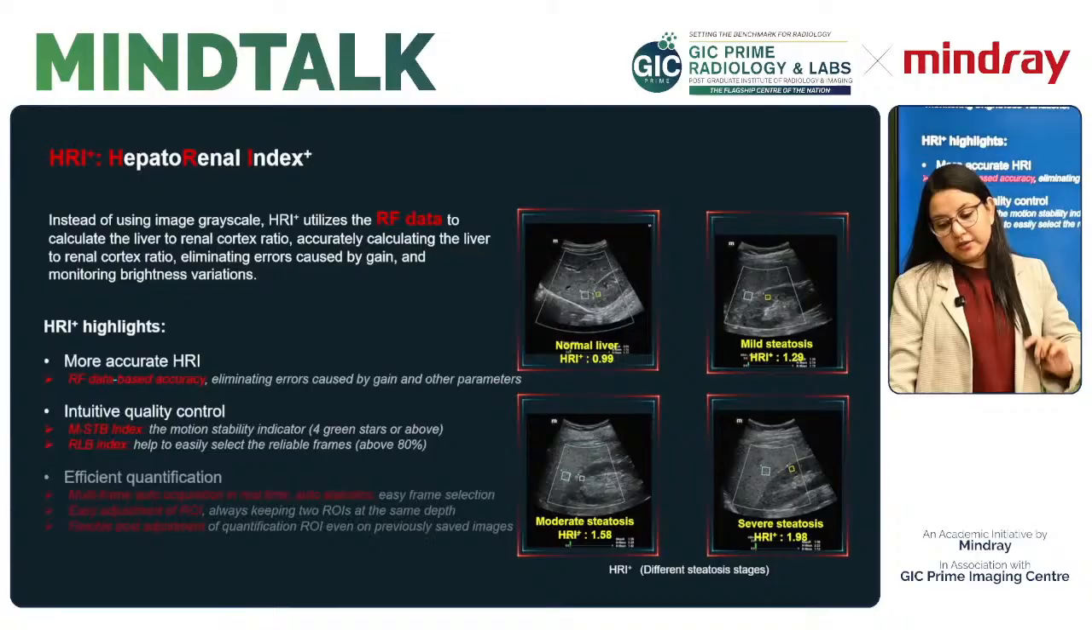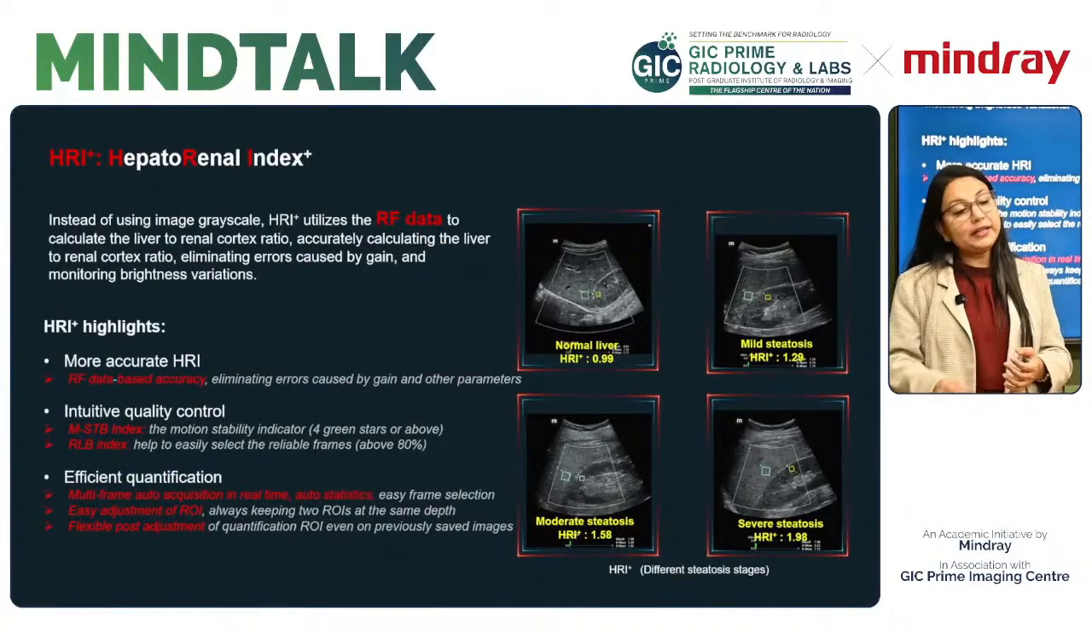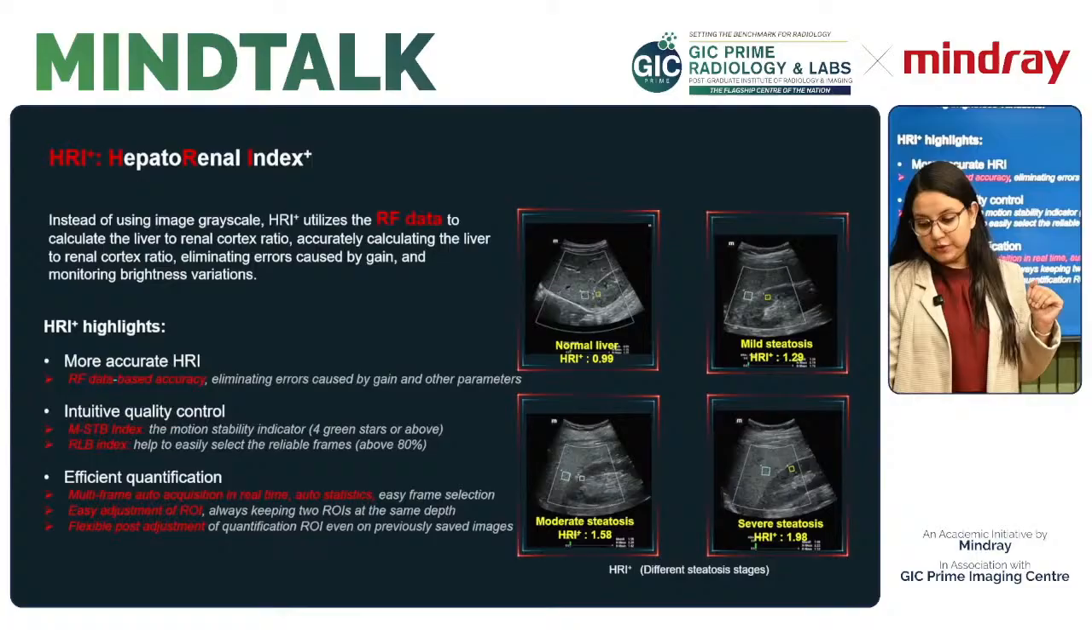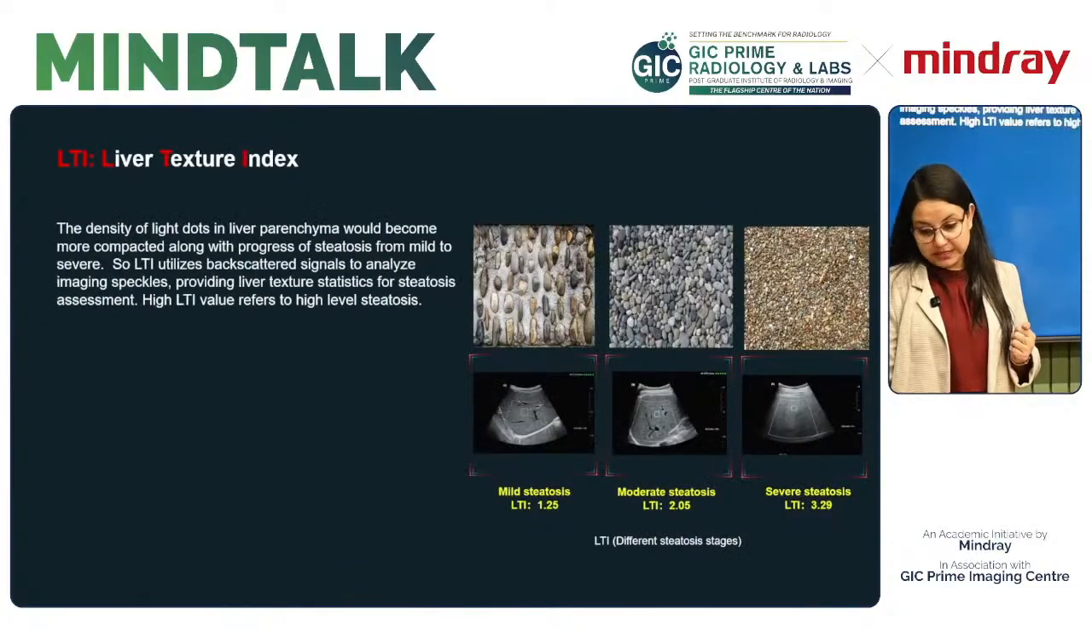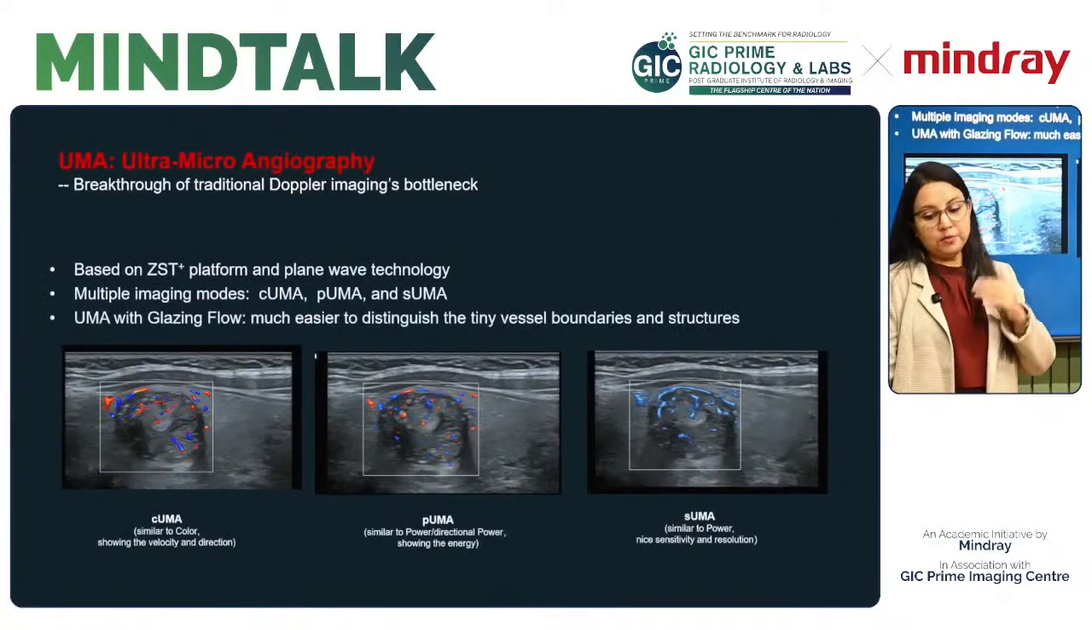Also, as I mentioned, we have the hepatorenal index, which works on RF data, and it calculates the liver to renal cortex ratio. And there are again cutoff values, which will give you the information about the fatty liver. Then there is the liver texture index, which again works on backscattered imaging, and it gives you information about steatosis from mild to moderate.